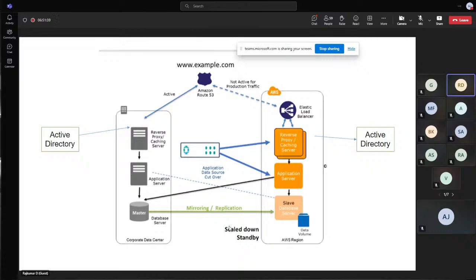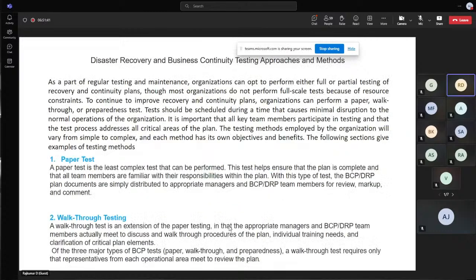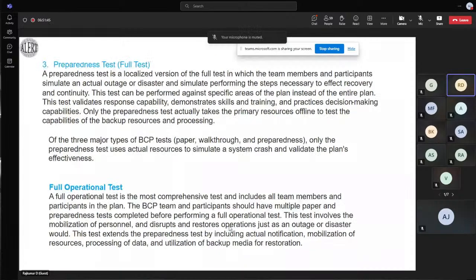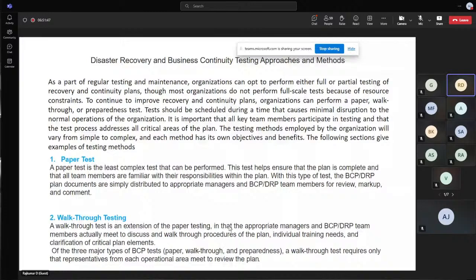Okay, so there are different tests that you can perform when you talk about disaster recovery and business continuity testing. The first test is only paper. Everything will be only on paper, based on the paper.